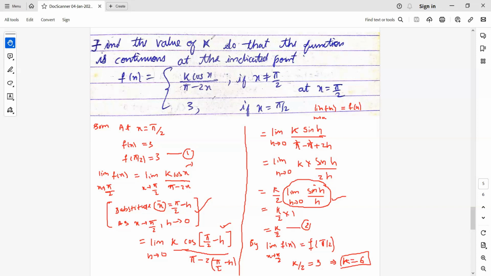Hope the last example is clear. All have understood it. Yes. Did you all understand?